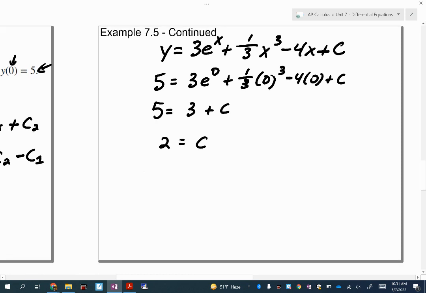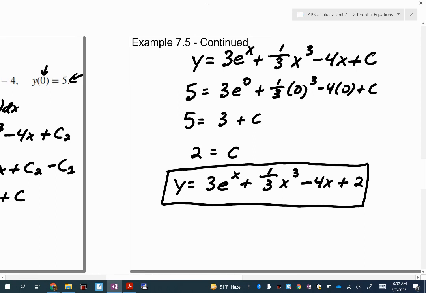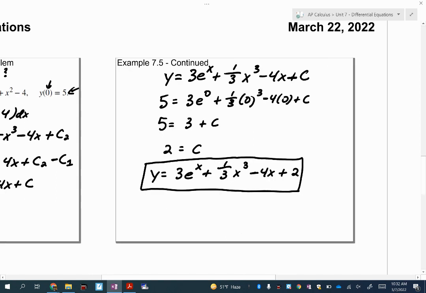So my solution here is going to be y equals 3e to the power of x plus 1/3 x cubed minus 4x plus 2. So this right here is our particular solution to this initial value problem. All right, so give it a go in terms of the homework. Hopefully you can practice doing some of these problems and working with basic differential equations.